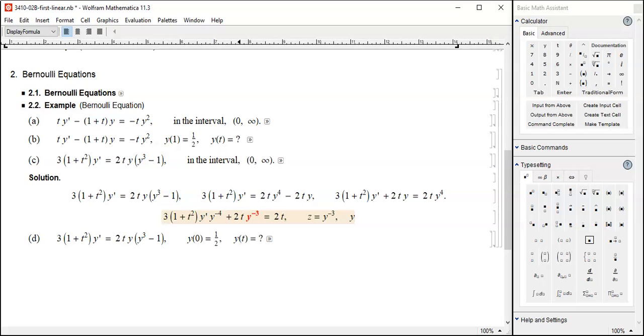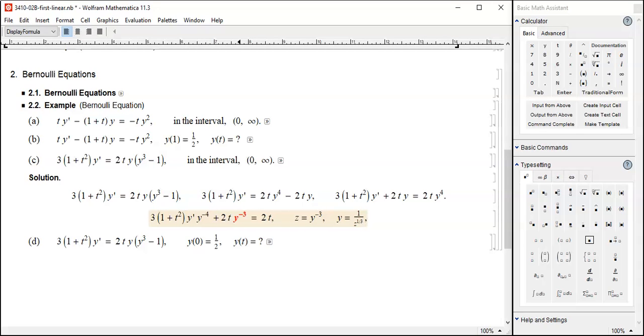So y is equal to 1 over z to the 1/3 power, the cube root. So that's the substitution I'm going to do, and then I can retrieve y like this. Okay, and then this is a differential equation, so you'll have to take the derivative. And yes, you have to do this right here.